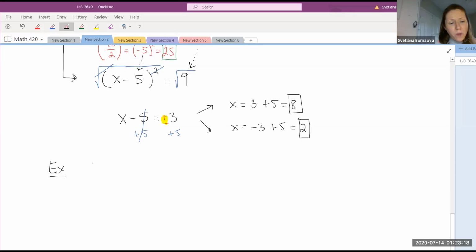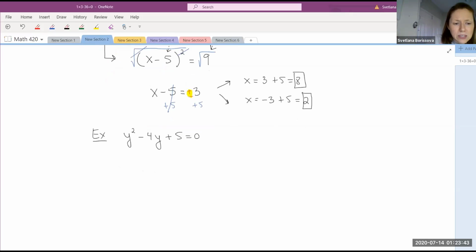I'll switch from x to y. Doesn't matter, just for the change. y squared minus 4y plus 5 equals 0. Again, the question is to solve this quadratic equation. We can see second power and all 3 terms are present. Solve this quadratic equation by completing the square method. So one more time, the steps that we have to take.